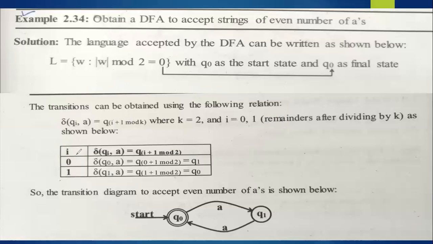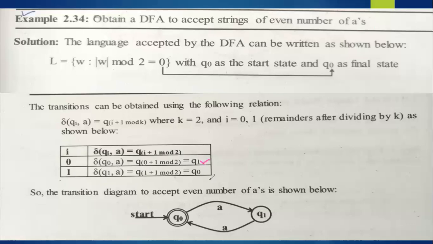What are the possible I values? 0 and 1 exactly. What is the input alphabet we are dealing with? A exactly. So for the I value equal to 0, we'll observe delta of Qi, with I being 0, Q naught, comma A. What is the input alphabet? A exactly, that's why I'm writing A over here. It will be equal to Q of (I plus 1). What is the value of I? 0 exactly. 0 plus 1, what are you getting? 1 exactly. 1 mod 2 will be equal to 1 exactly.